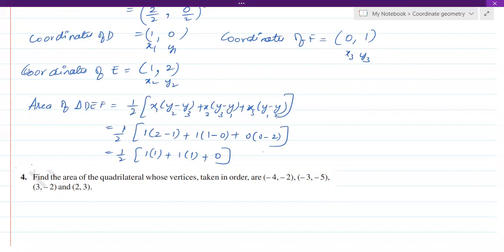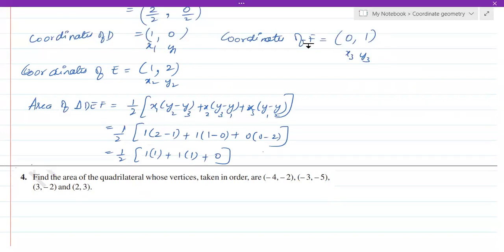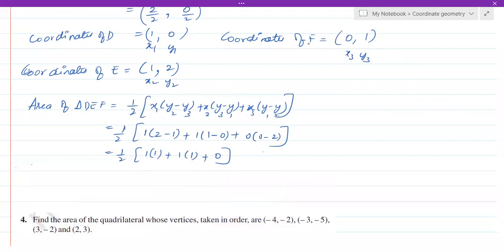So what we get is half, 1 plus 1 plus 0 is 2. So 1 by 2 into 2, 2 gets cancelled. Therefore, area of triangle DEF is equal to 1 square unit. Okay. We have found the area of the triangle formed by joining the midpoints.